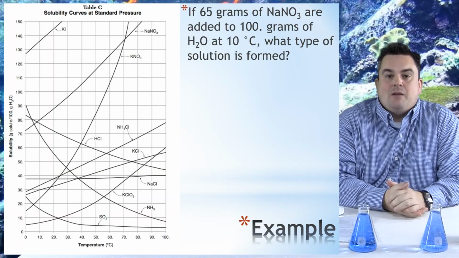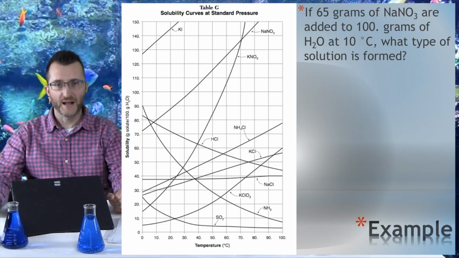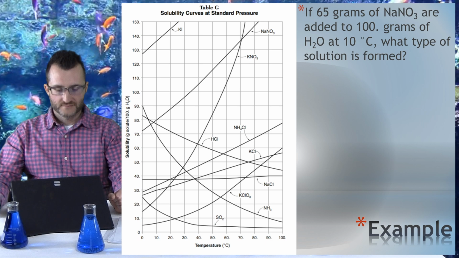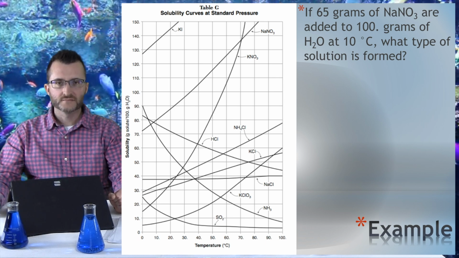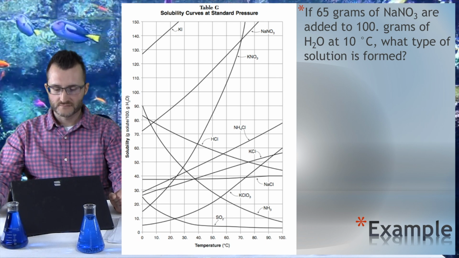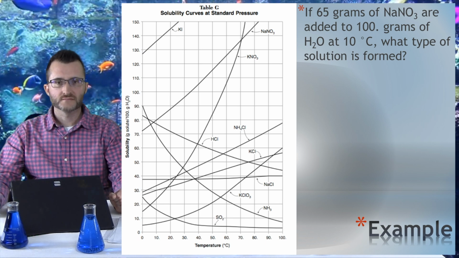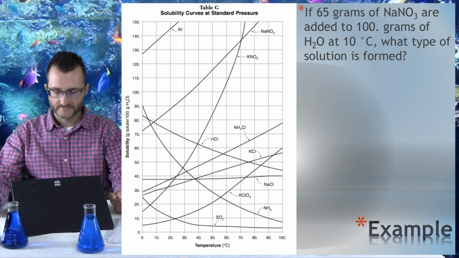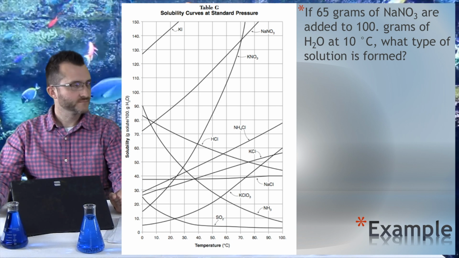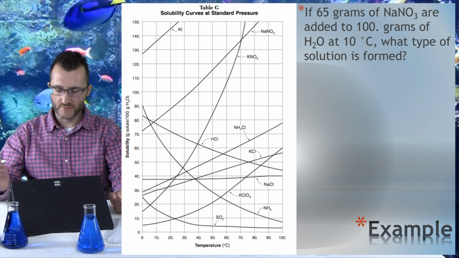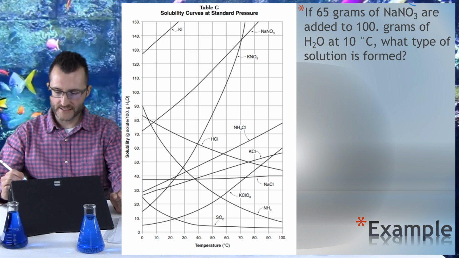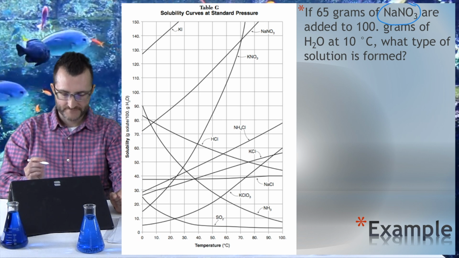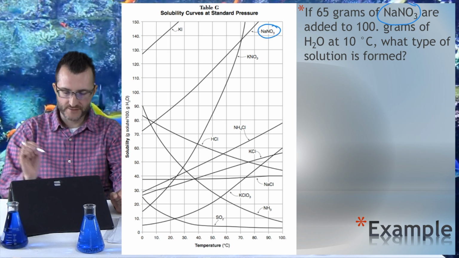All right, we have an example problem here for you. Shu, are you ready? I'm ready. All right, we're going to use table G, the solubility curves at standard pressure. If 65 grams of NaNO3 are added to 100 grams of H2O at 10 degrees Celsius, what type of solution is formed? All right, Shu, so we've got some numbers here, but let's first figure out what substance we're dealing with. Well, the solute is NaNO3. Good, so let's find that on table G. All right, NaNO3 is right there.